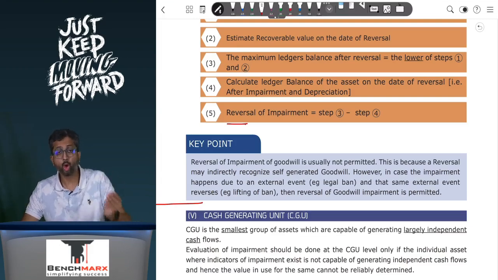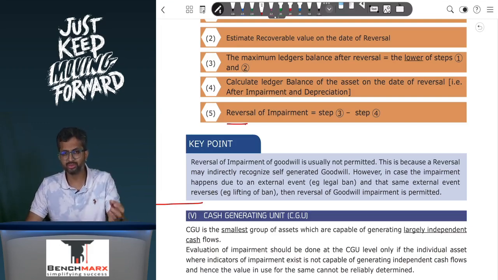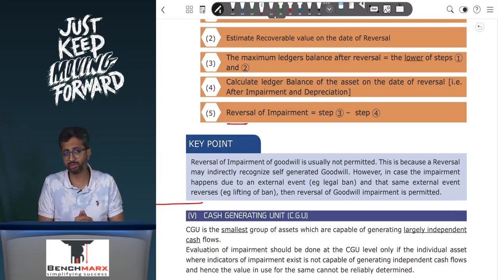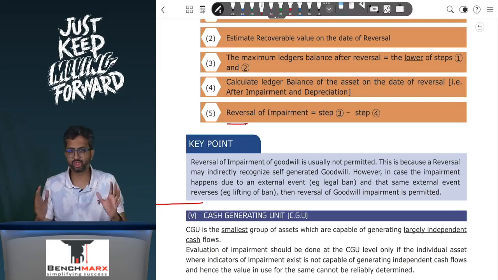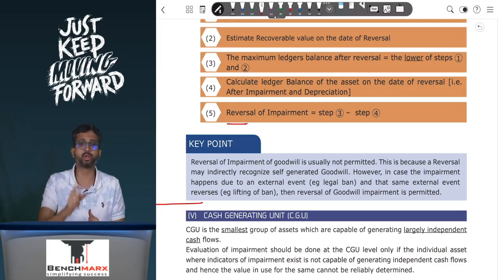The second part is on the concept of a cash generating unit, or CGU. Now what do you mean by a cash generating unit? Sometimes an individual asset may not be capable of generating a largely independent cash flow. For example, you might have a car. A car is usually capable of generating an independent cash flow. However, if you have a machine as part of an assembly line, like a line of machines working together to manufacture one output, for example 4 machines A, B, C, D working together to make a bottle of Pepsi.